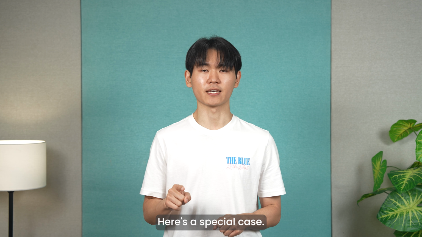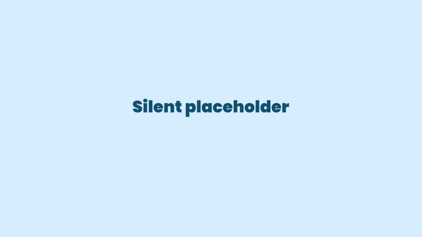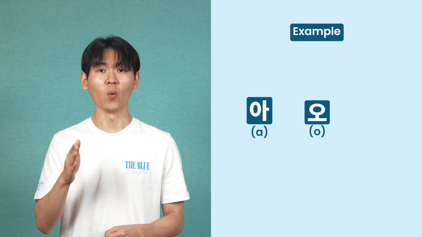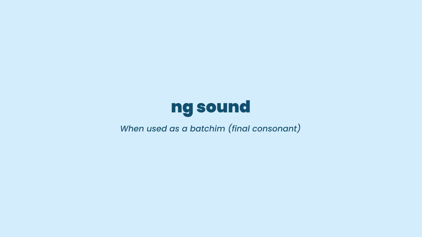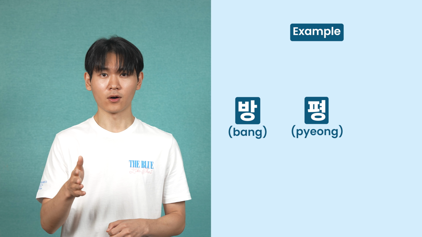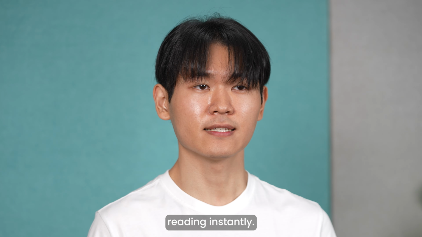Here's a special case. The letter O has 2 jobs. 1. Silent placeholder. At the beginning of a syllable, it has no sound. For example, 아, 오, 우. Number 2. 응 sound when used as a batchim, as a final consonant. For example, 당, 평, 동. This simple rule improves reading instantly.